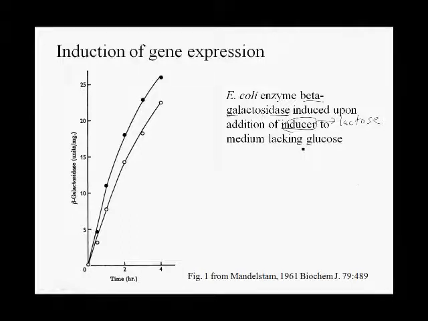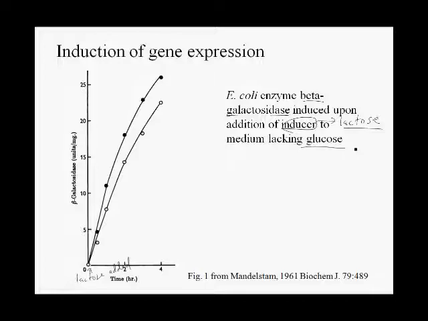So in medium lacking glucose, but with lactose present, we see rapid synthesis of beta-galactosidase upon addition of lactose. So lactose is added to the medium at time 0, and we see rapid and high-level synthesis of beta-galactosidase. Now this makes a lot of sense for E. coli cells because as long as glucose is around, they prefer to metabolize glucose. So as long as glucose is around, they don't need to make beta-galactosidase.